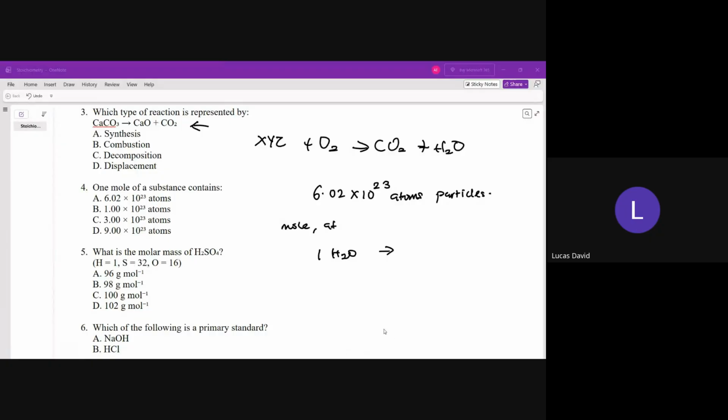Sorry, I was busy. Avogadro's number represents the amount of particles contained in 1 mole of any substance. Okay, that's a winner.